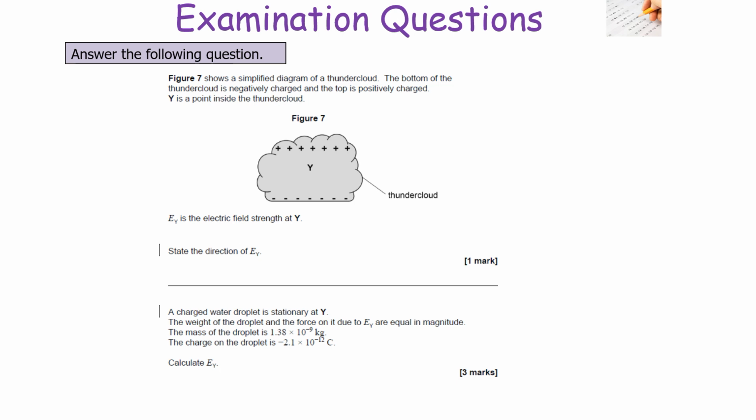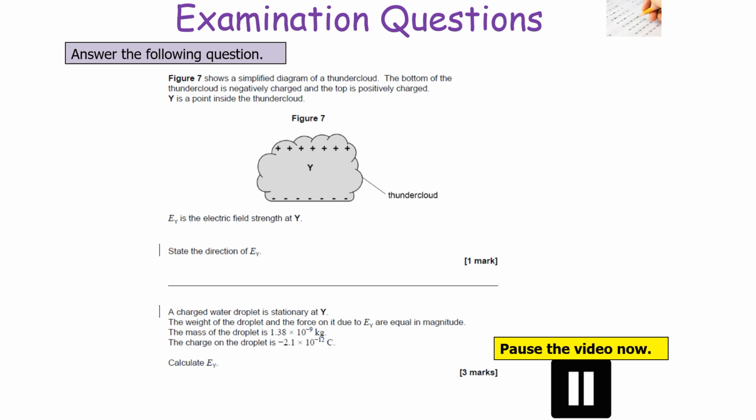The weight of the droplet and the force on it due to EY are equal in magnitude. The mass of the droplet is 1.38 times 10 to the minus 9 kilograms. The charge on the droplet is minus 2.1 times 10 to the minus 12 coulombs. Calculate EY. So pause the video now, then unpause the video when you want to go through your answer.